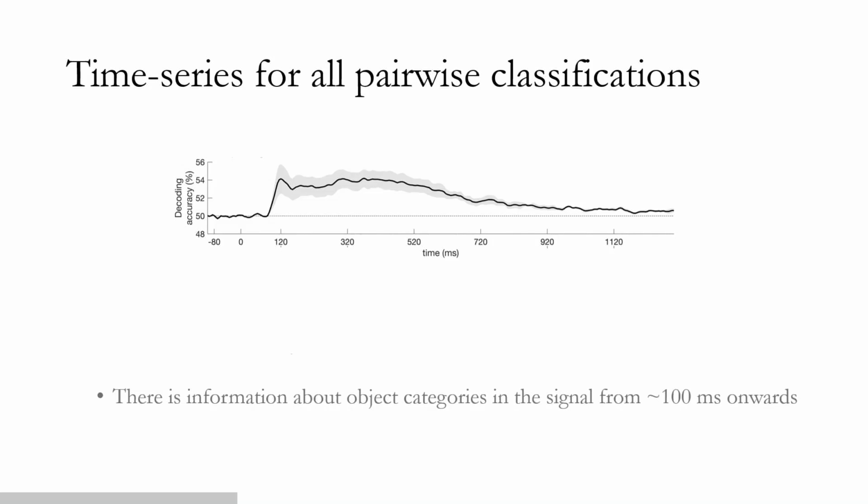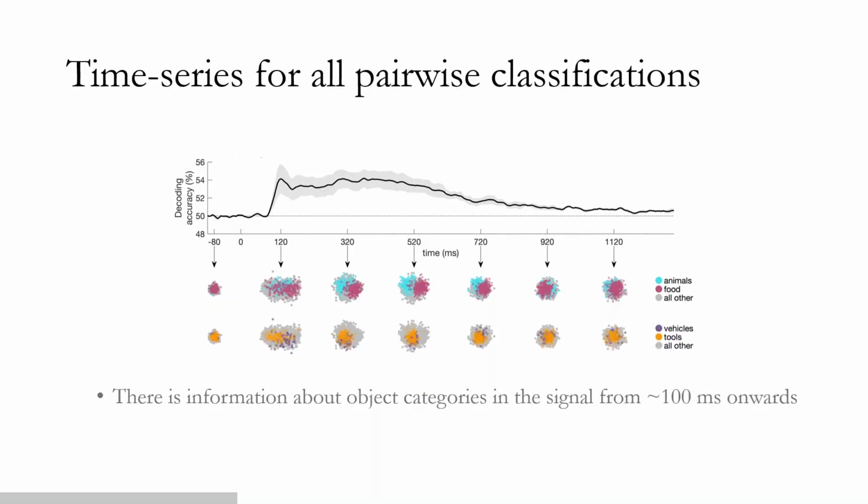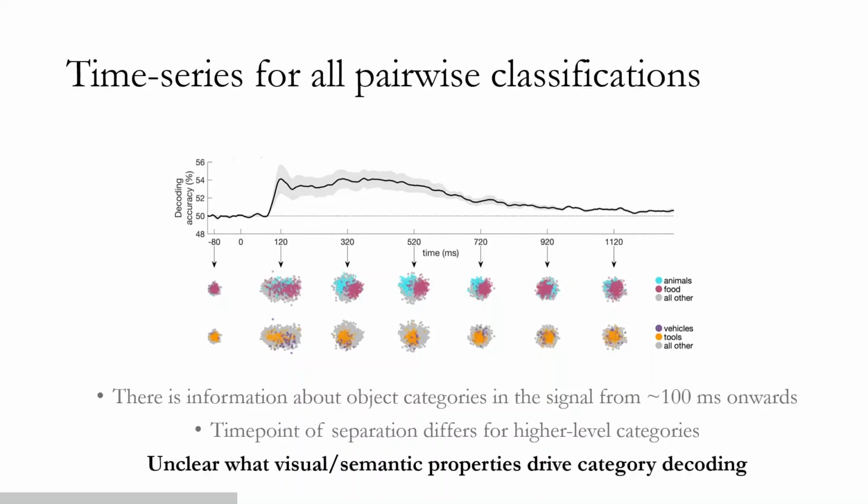What we can see here is that there is information about the object category in the neural signal at around 100 milliseconds. If we look at higher-order categories, we can look, for example, at MDS, and compare animals and foods, for example, or vehicles and tools. Then we see that the time point of separation differs for higher-level categories. This is all nice, but really it's unclear from this what visual or semantic properties drive the category decoding.